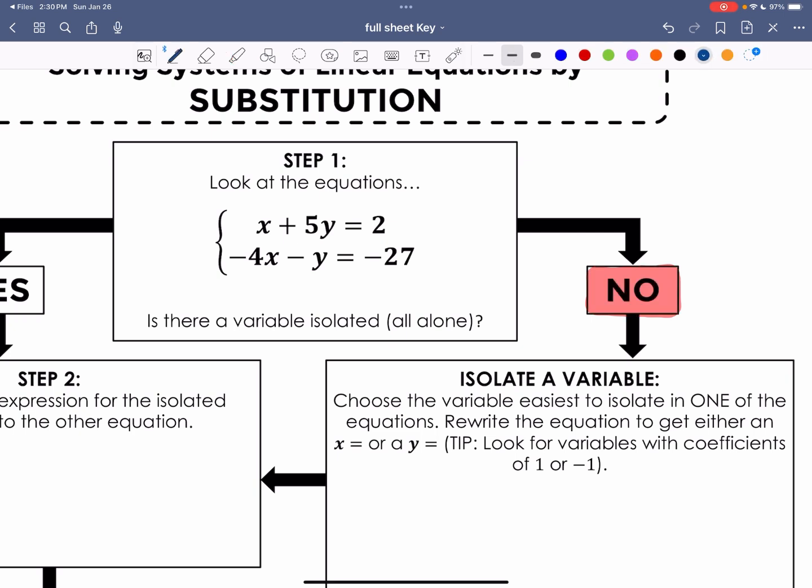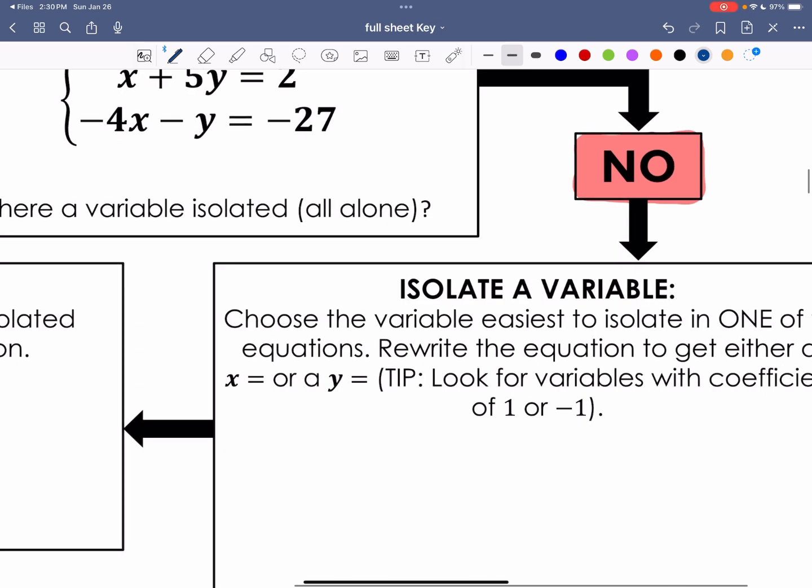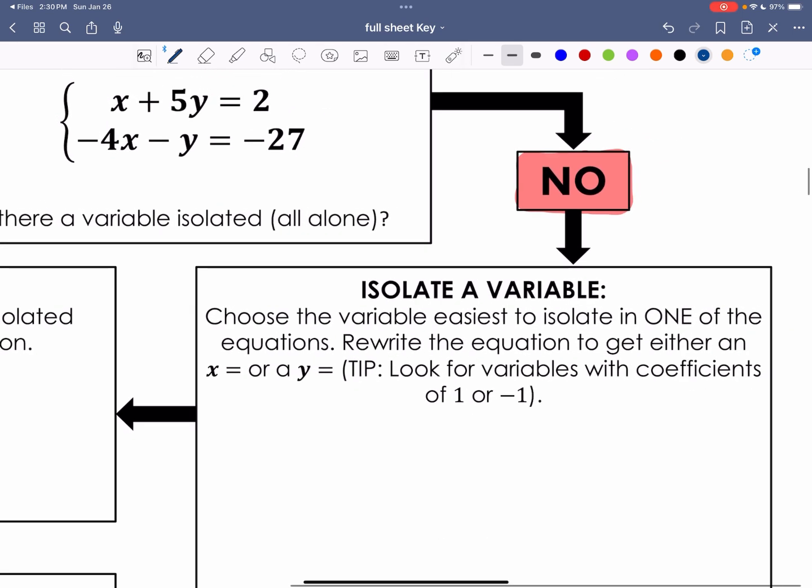So this pathway takes us down to isolate a variable. Choose the variable easiest to isolate in just one of the equations. Rewrite the equation to get either an x equals or a y equals. It does not matter, whichever is easiest. And as a tip, look for something that has a coefficient of 1 or negative 1. So something like an x or a negative x or a y or a negative y. Positive is easier than negative, but these are generally the least amount of effort to get something isolated.